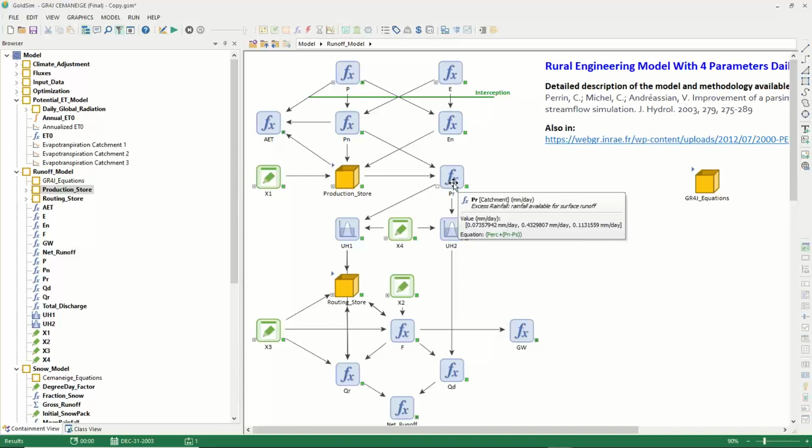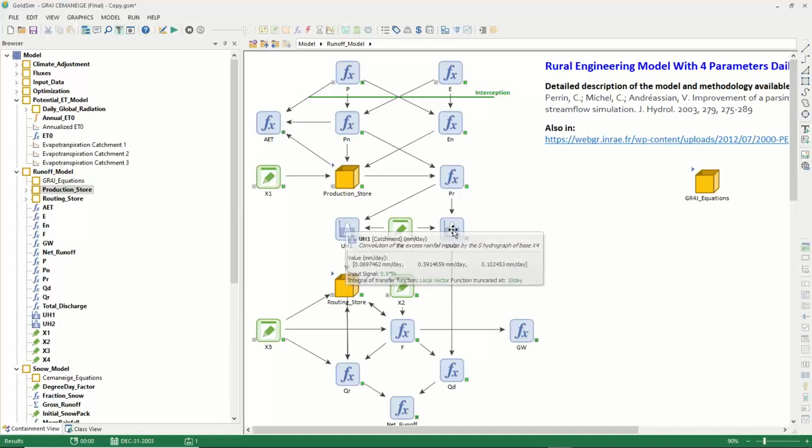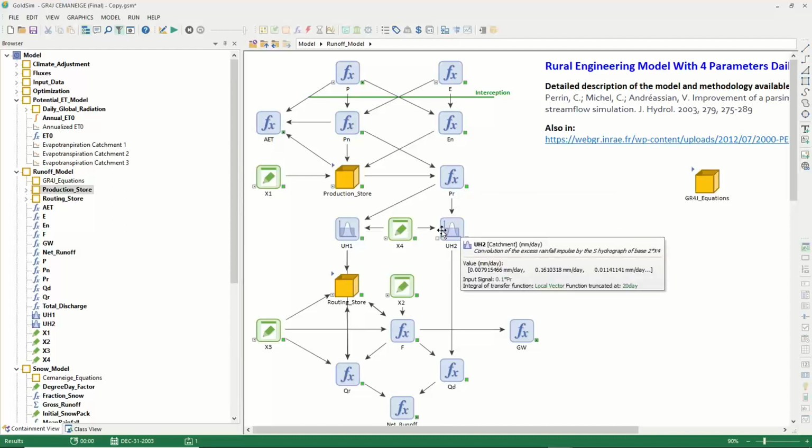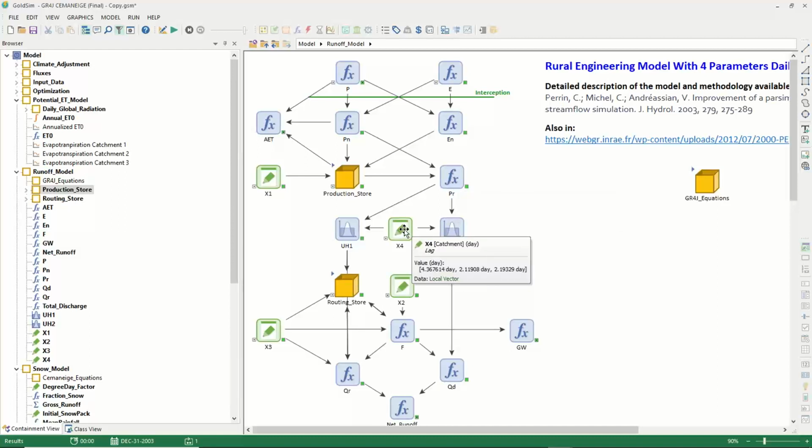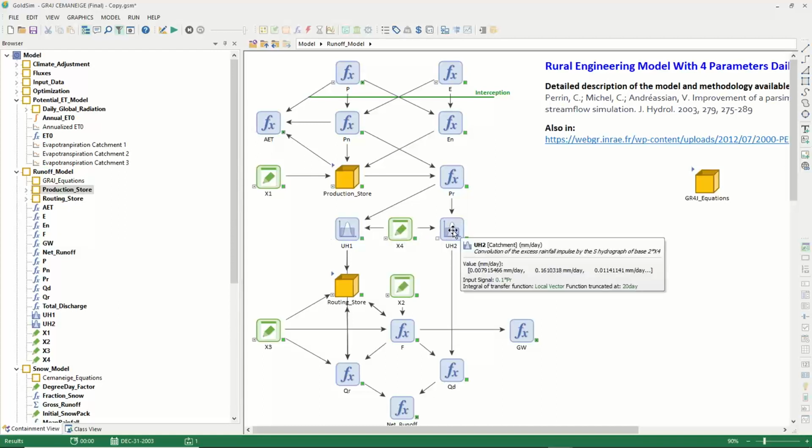And this will be routed by two unit hydrographs. X4, which is your lag, is going to be used to define the ordinates for unit hydrograph 1, which is X4, and unit hydrograph 2, which is 2 times X4.